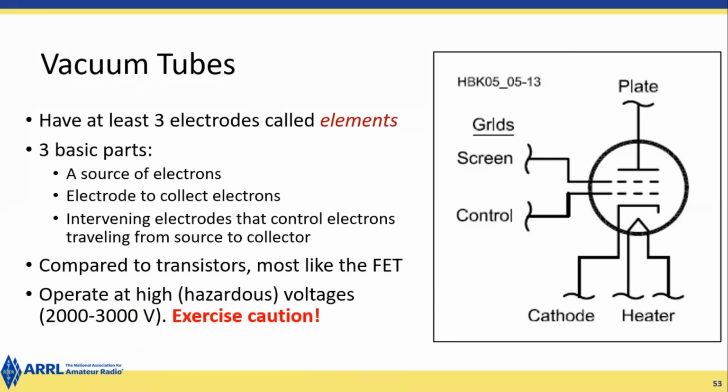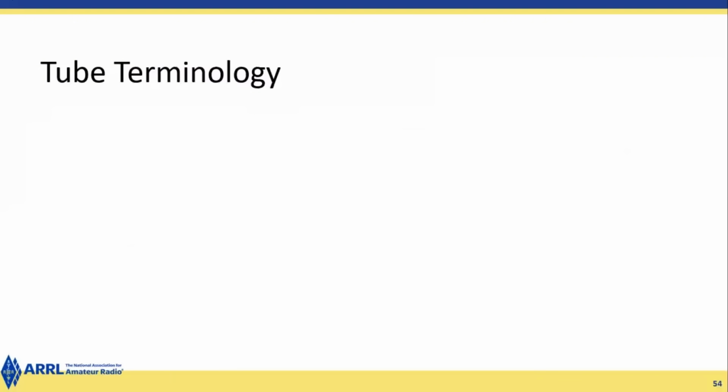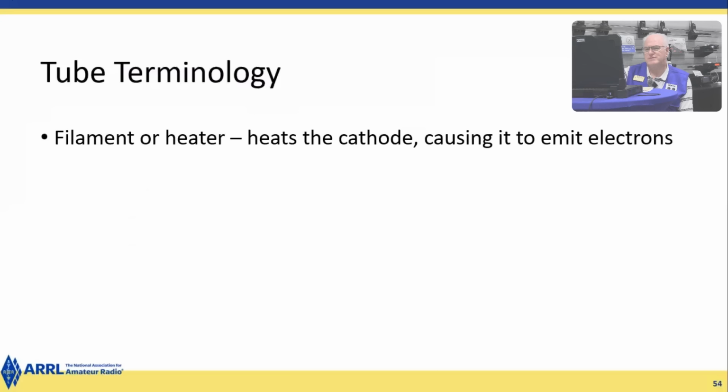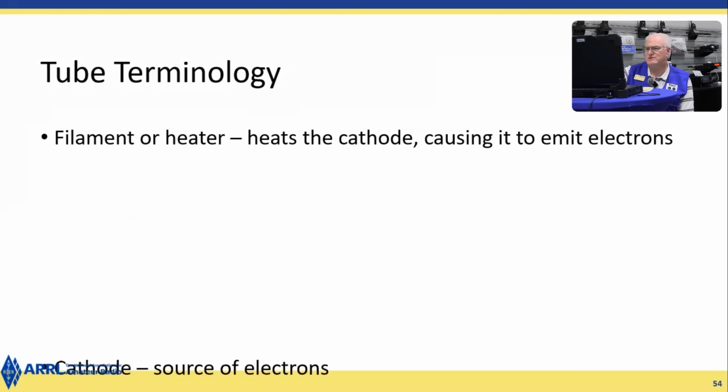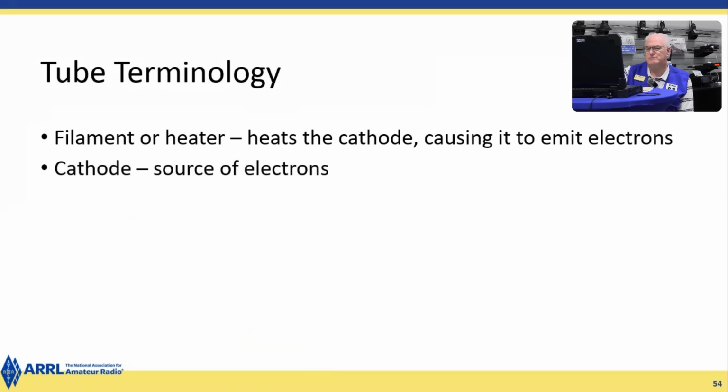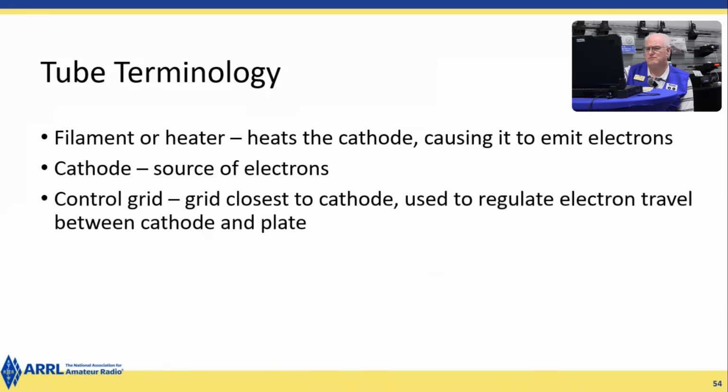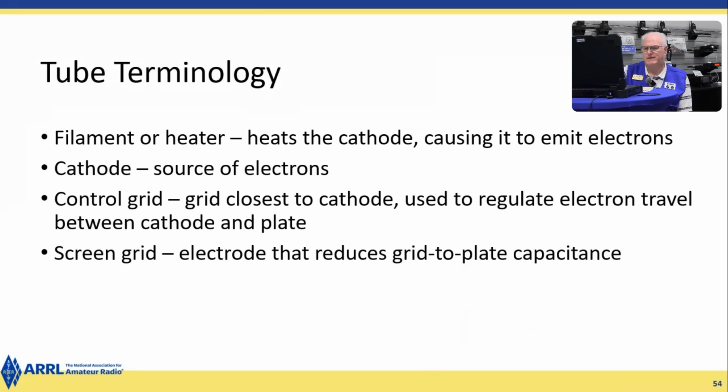Tubes operate at high hazardous voltage, 2,000 to 3,000 volts, so always exercise caution when working around vacuum tubes. A filament or heater heats the cathode, causing it to emit electrons inside the tube. The cathode is the source of electrons, and the control grid, which is the grid closest to the cathode, is used to regulate the electron travel between cathode and plate.